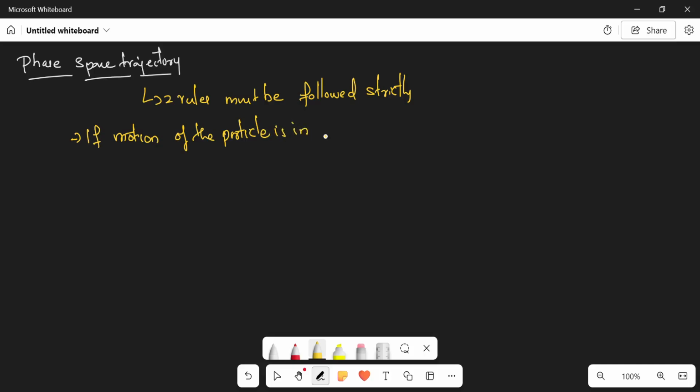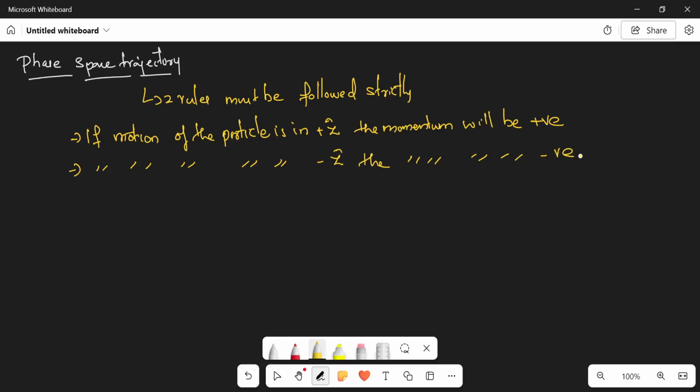is in the plus positive z direction, or you can say it's in the x direction or y direction, I'm just taking z here. If motion of the particle is in the plus z direction, the momentum is taken to be positive. And just the opposite: if motion of the particle is in the negative z direction, the momentum will be negative.